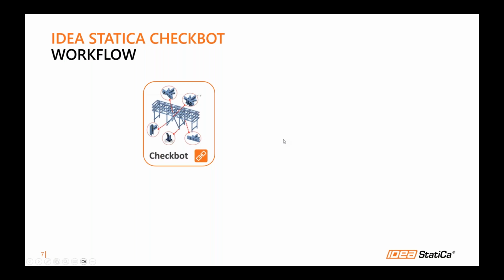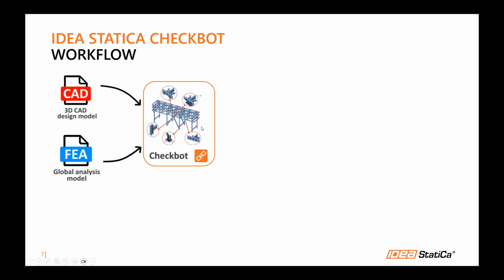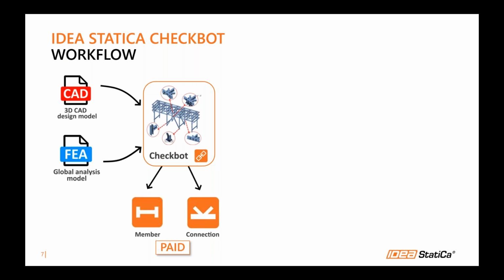Okay, so the basic workflow, because we mentioned several tools and how they cooperate between each other, how the data can flow through the Checkbot. As I mentioned, you can use it as a standalone application and import the data from 3D CAD models or finite element analysis, like the global analysis of the structure. And then you can manage this data, these items which you have mirrored in Checkbot, and make the analysis of the member, steel member, or connection.